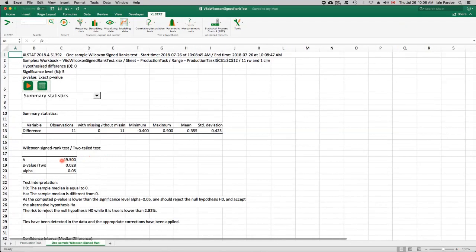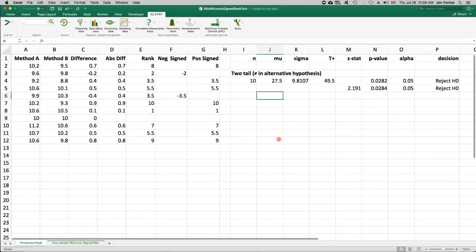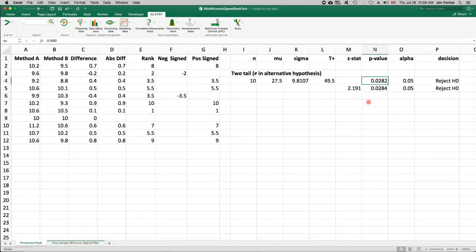It confirms for us that T plus, which it labels V, is 49.5, and then the two-tail p-value to 4 decimal places is 0.0282. So that's what I've written here. Very close to the asymptotic p-value and leads to the same decision. 0.0282 is less than 0.05, so we reject the null and conclude that there does appear to be a difference in the median completion times for the two methods.